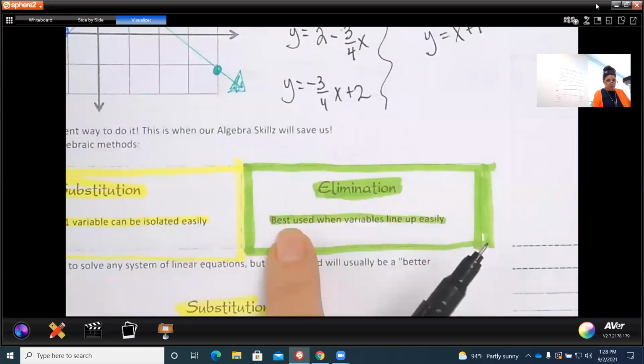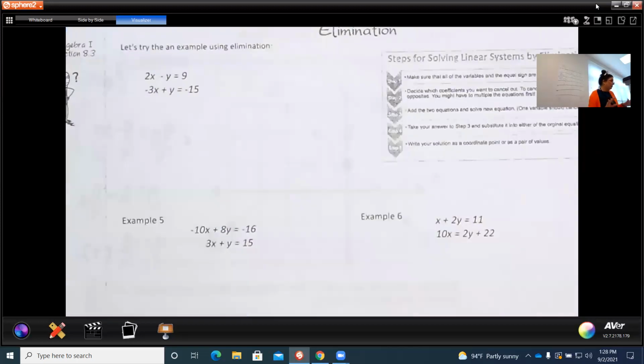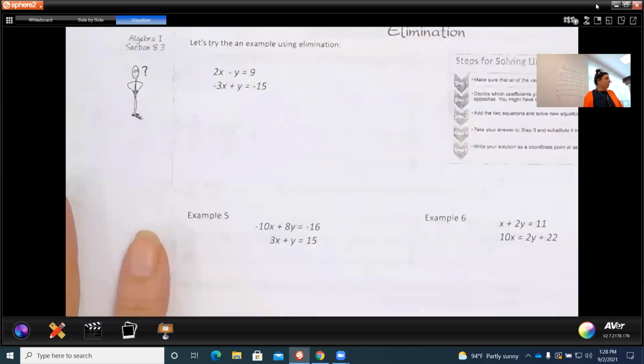All right, elimination. I actually like elimination the best. It's my favorite. So previously we said elimination is best used when variables line up easily. Now, sometimes none of this is going to work out for you. You're going to have to manipulate equations to get it to work for you, okay? But elimination's super easy when everything lines up.